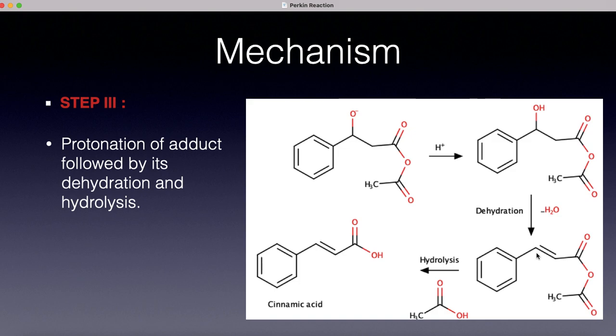And lastly, there is the hydrolysis. Hydrolysis takes place at this position. The bond breaks here. Hydrogen adds towards this oxygen and hydroxy group adds towards the carbonyl carbon. There is the formation of cinnamic acid by loss of acetic acid.